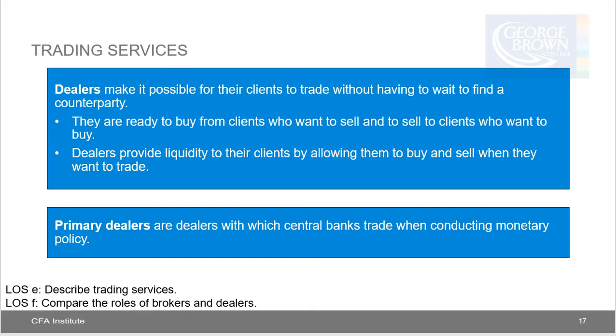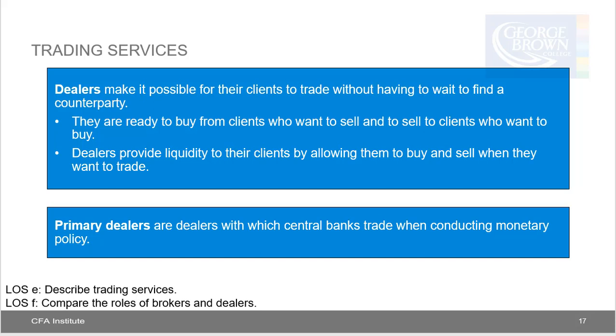So now we're moving on to dealers. Dealers make it possible for their clients to trade without having to wait to find a counterparty. They're ready to buy from clients who want to sell and to sell to clients who want to buy. So that's a big difference between a dealer and a broker. A dealer can act as a principal in a trade, okay?